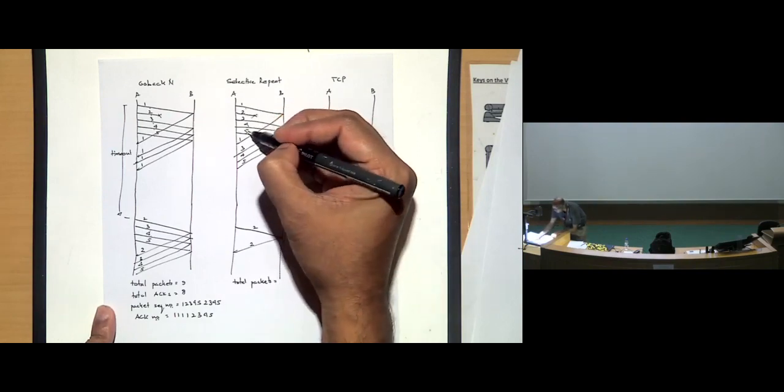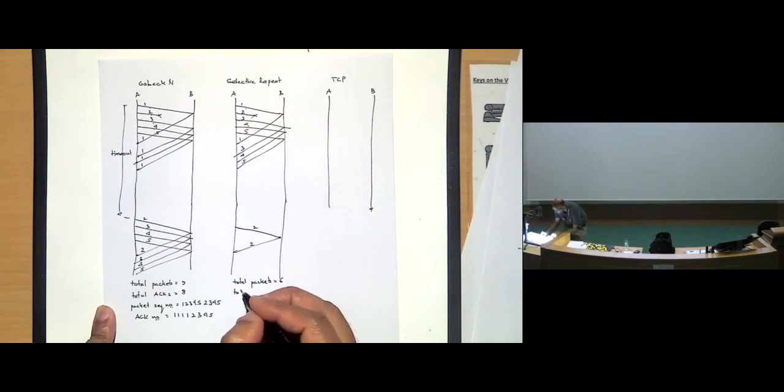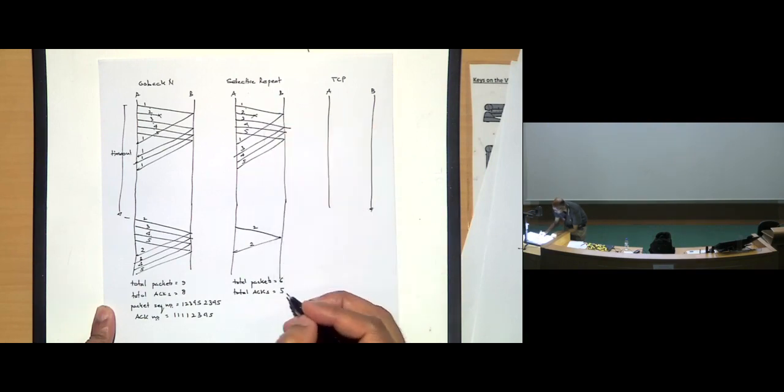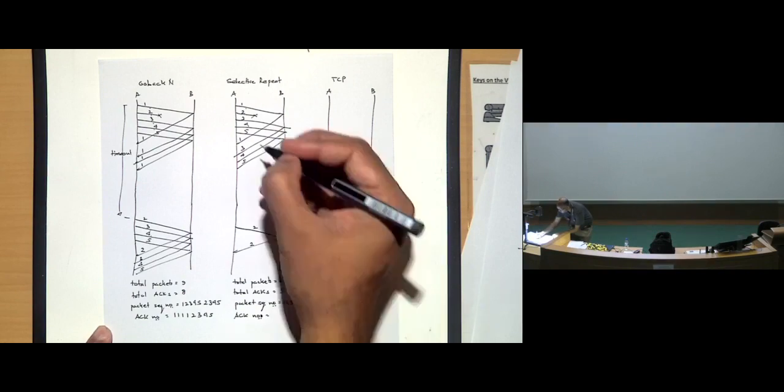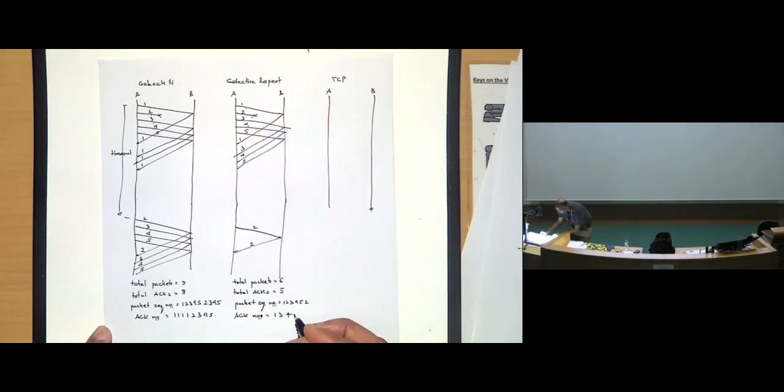Right? So in this case, total packets 1, 2, 3, 4, 5 plus 1, 6. Total ACKs 4 plus 1, 5. Packet sequence numbers 1, 2, 3, 4, 5 and then followed by 2. And then the ACK numbers are 1, 3, 4, 5, 2. Good? Questions?